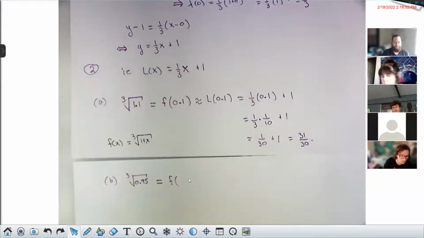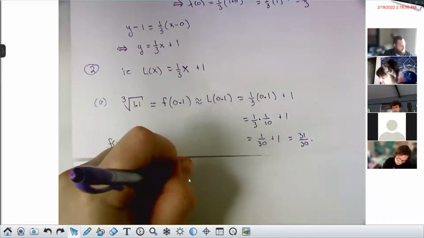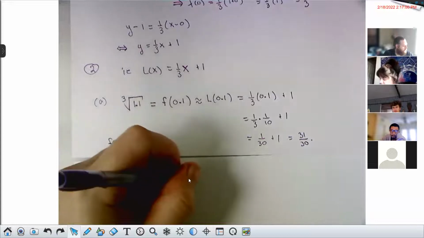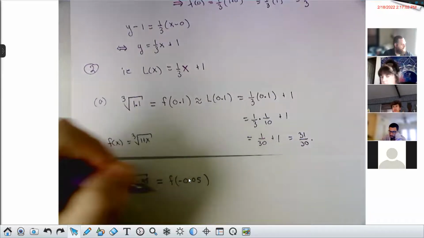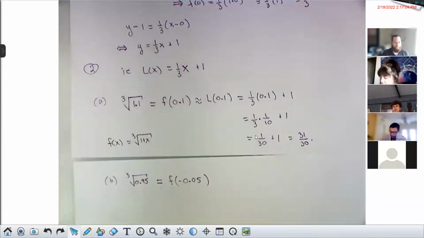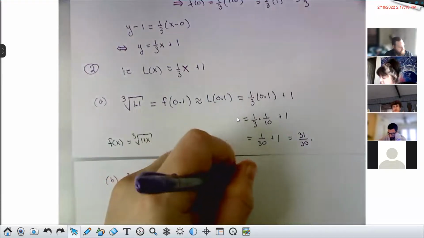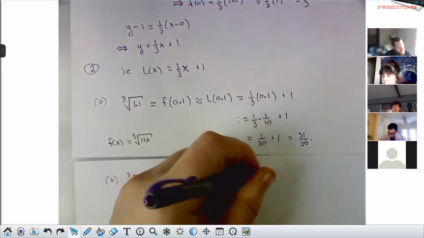Would it be negative 0.05? Yeah, exactly. Negative 0.05. Yep. And then again, this is pretty close to 0, right? So this is a valid number to play this game with. You can say that is approximately L of negative 0.05.